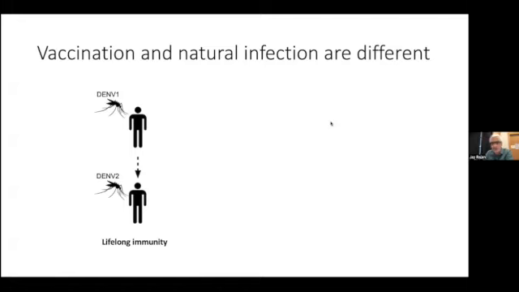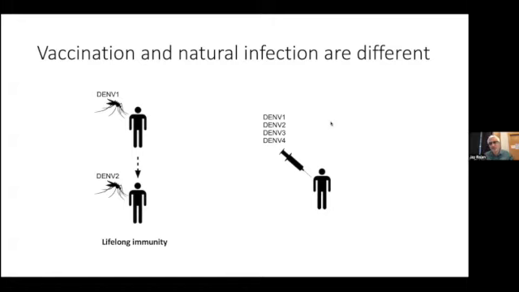This results in what we think is lifelong immunity. There are, of course, as always, exceptions to this. Whereas in the case of vaccination, what we're talking about is somebody getting injected with all 4, basically attenuated versions of dengue simultaneously. So there's a lot that's different here.